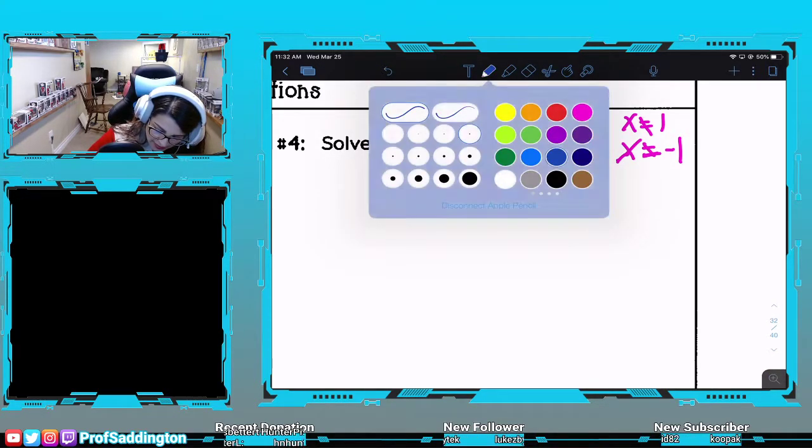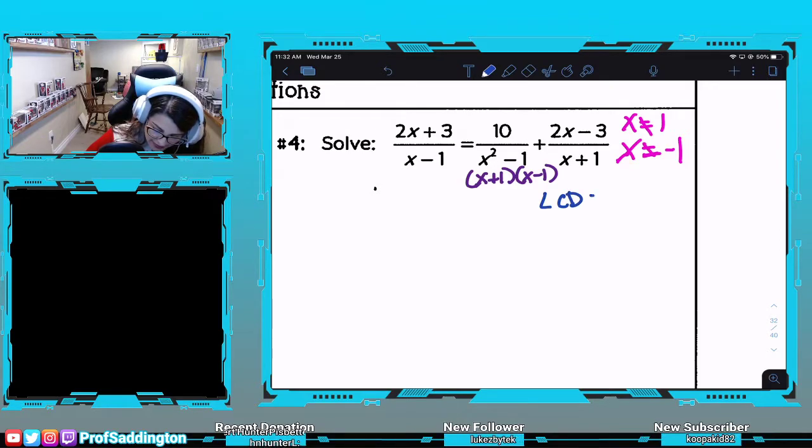Let's do this. Our LCD is just going to be x plus 1 and x minus 1. Again, if it's already taken care of, you don't need to write it twice. It's not wrong if you do, but it's going to make more work on yourself. So don't make your life harder than it is, you know.